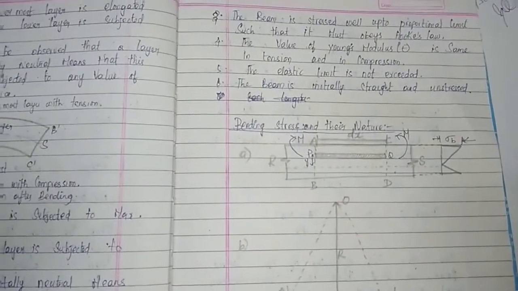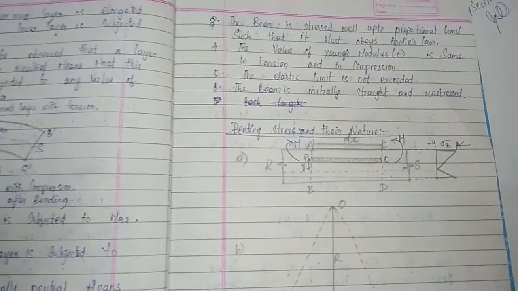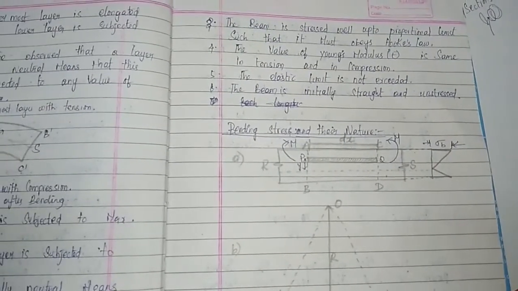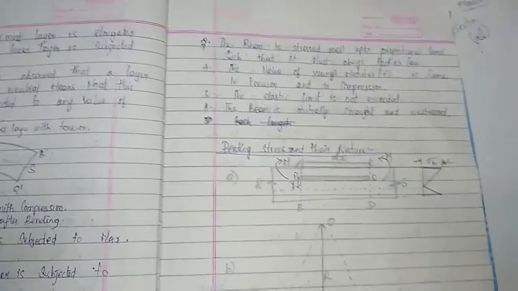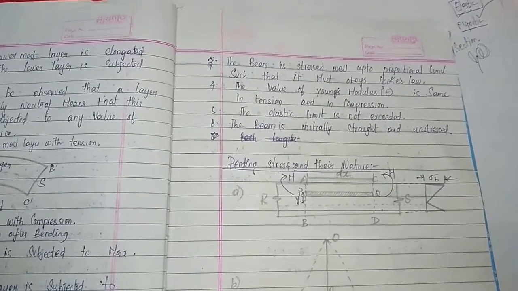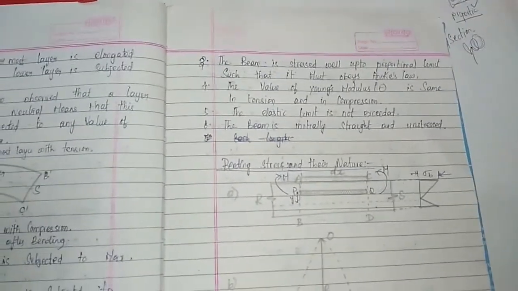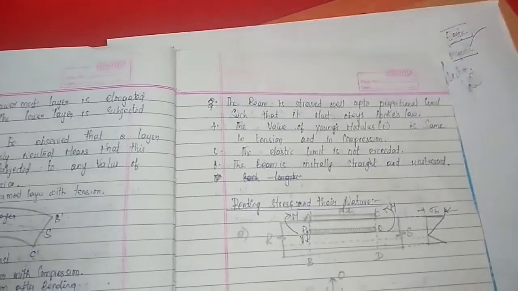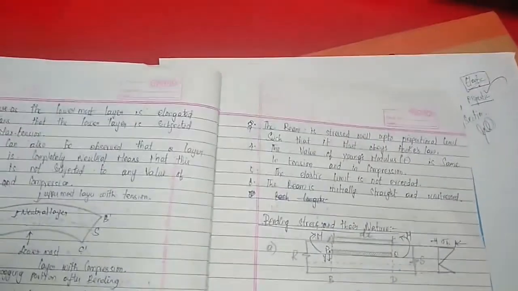So in your pure bending beam, you are going to assume that the beam is stressed up to the proportional limit. That means after the proportional limit, it is strained. Stressed means it has internal resistance up to that proportional limit. After that point, it is strained. Strained means change in the length. So such that it obeys Hooke's law. That is your third assumption. And the fourth assumption is the value of Young's modulus is the same in tension and in compression. What is Young's modulus? Young's modulus is nothing but the ratio of stress to strain.